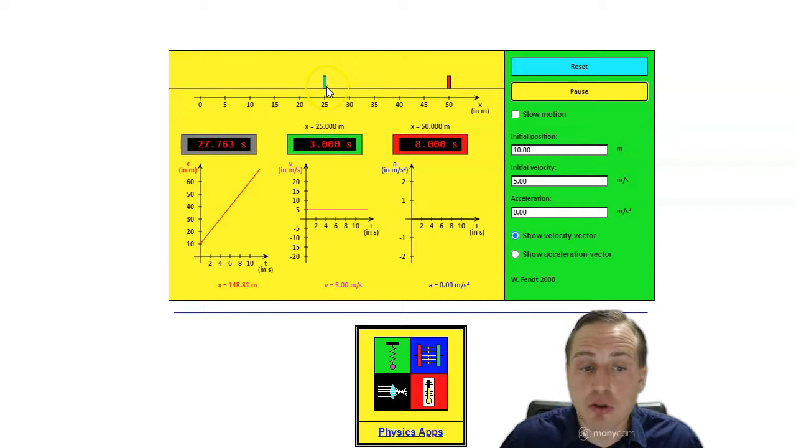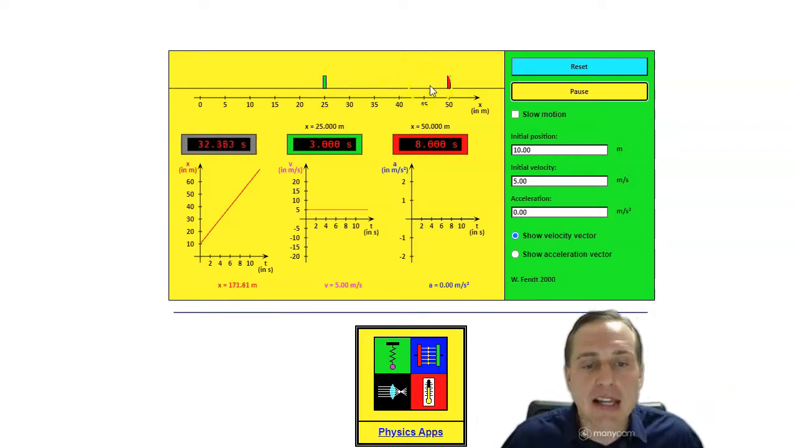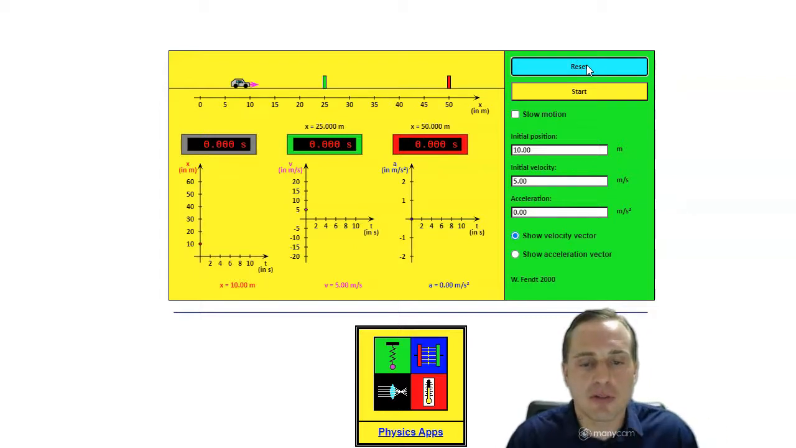And then notice that it takes only 3 seconds to get to the green photo gate because I think the car only had to go 15 meters. And now it only takes 8 seconds to get to the red photo gate. So those are the changes that we observe.